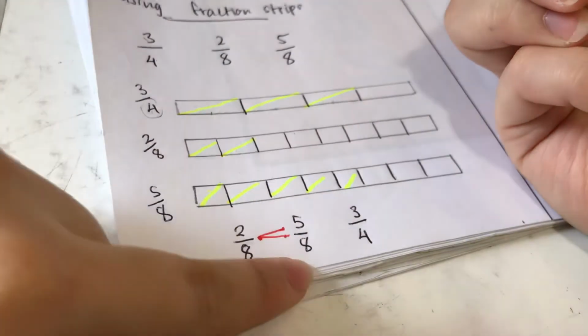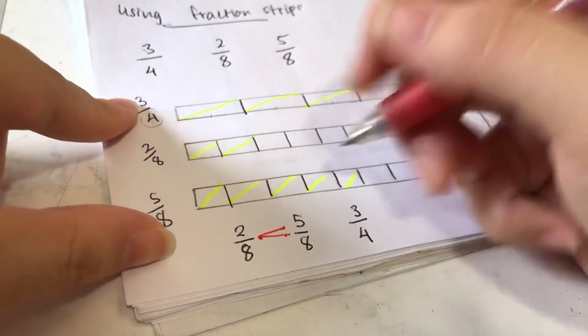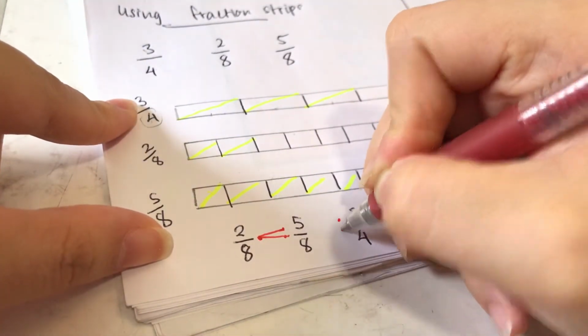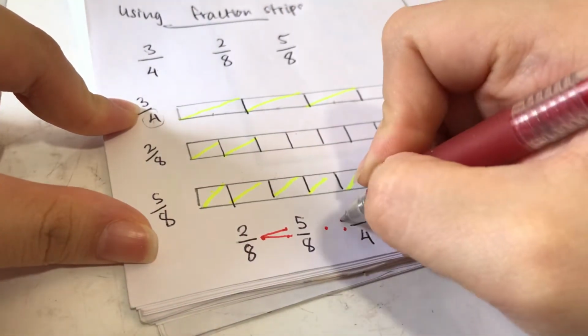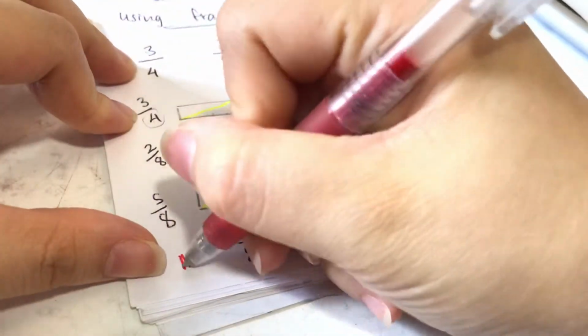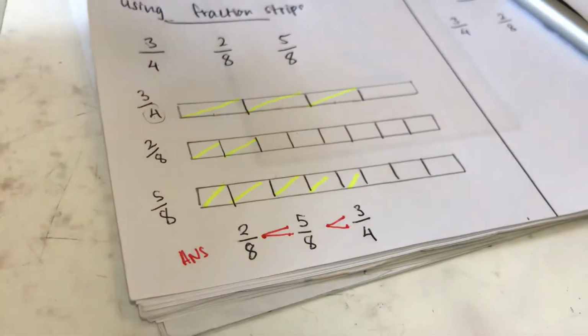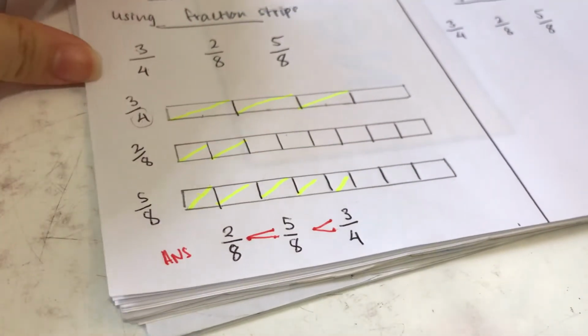Same thing goes over here. 5 over 8, I compare it with 3 over 4. I know that 3 over 4 has more value, so I put 2 dots over here, and 5 over 8 is smaller in its value, so we just connect it. And that's how you do it. So this is the answer. So that's how you can use fraction strips to explain what it really means.